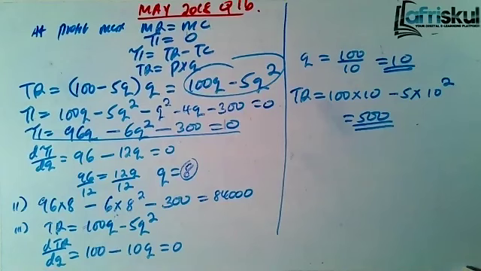Good. Let's still try another question. I want us to do like 5 questions. We do another question. May 2017, question 1C.